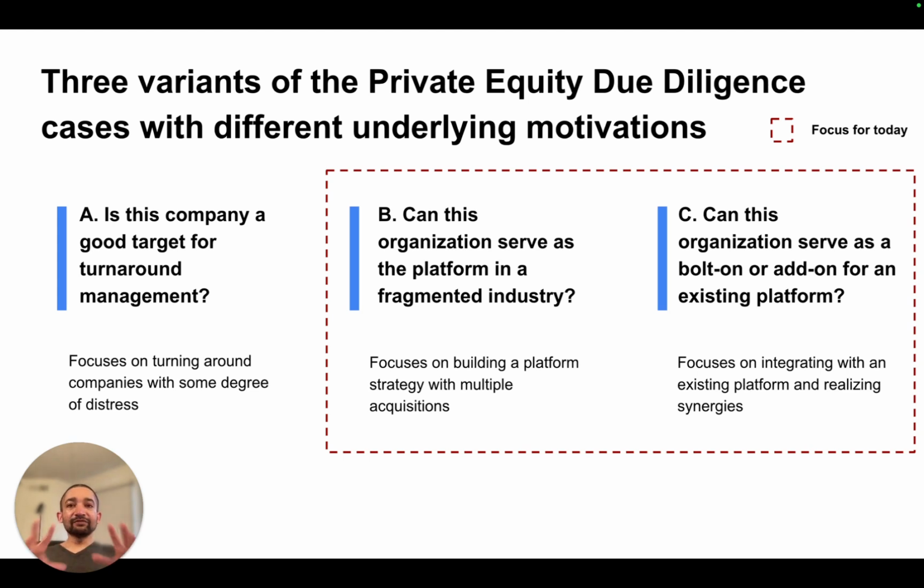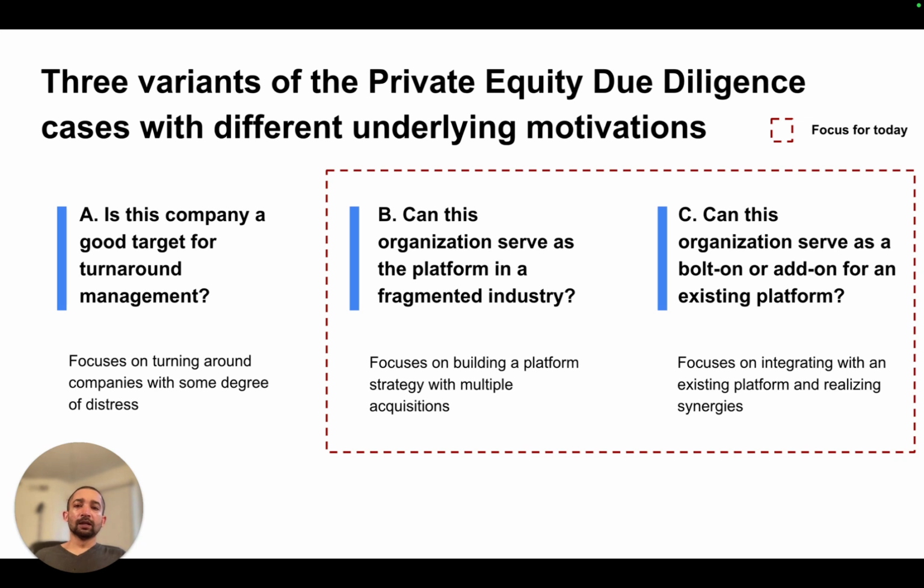So hopefully that gives you an idea about the underlying motivations of why private equity companies go ahead with these acquisitions. It's a super important clarifying question that you must ask, right? Because this will completely change your structure depending on what is the underlying motivation, whether it's turnaround management, whether it's platform strategy with a focus on organic growth, or whether it's an add-on strategy which focuses on realizing revenue and cost synergies with an existing portfolio company or a platform company.